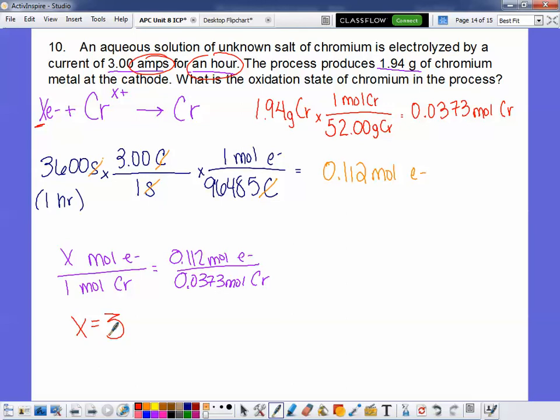So, did we answer the question? No. Because we had to state what the oxidation state was. So the oxidation state of the chromium ion was Cr 3 plus, or plus 3.